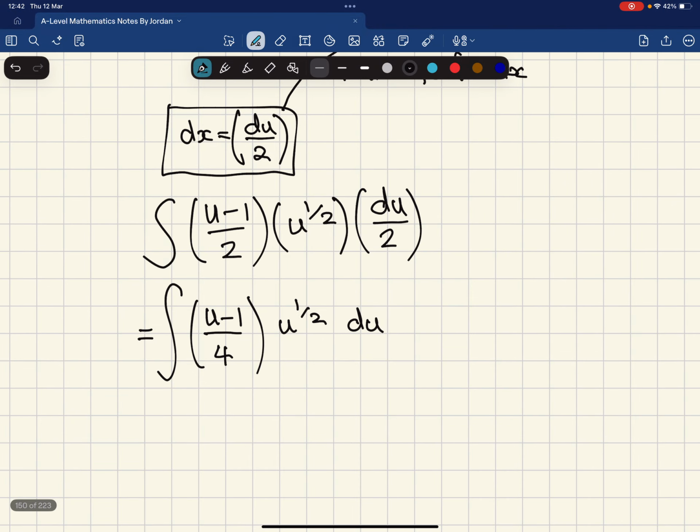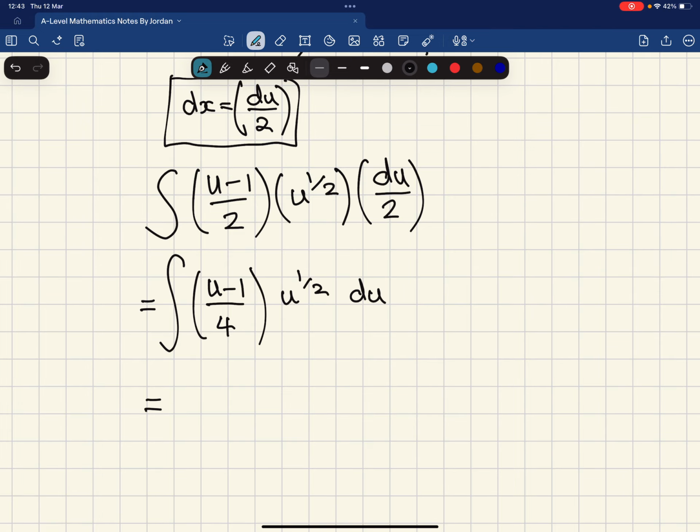I can do a little bit more to this. Whenever you have a fraction within an integral or any constant, you can see I have a divide by 4 here. Effectively it's a 1/4. I can take that out of the integral at the front. So I put the 1/4 there at the front, and everything else will be left inside. So we have u minus 1 and u to the power of 1/2 there.